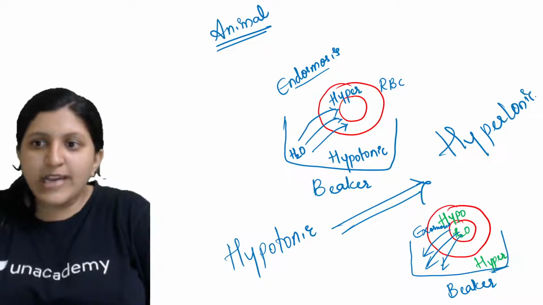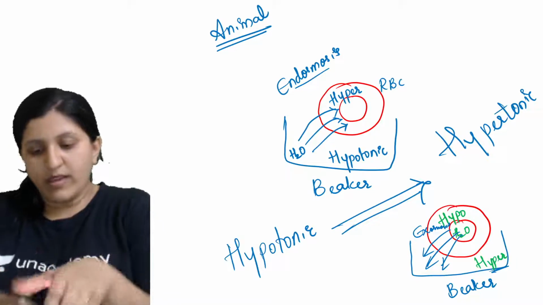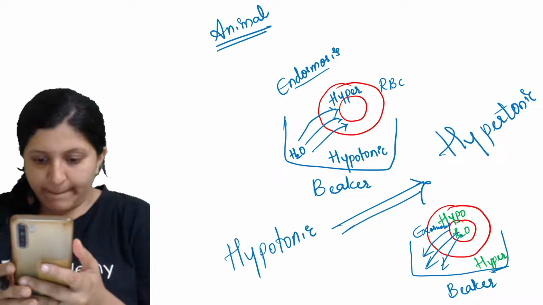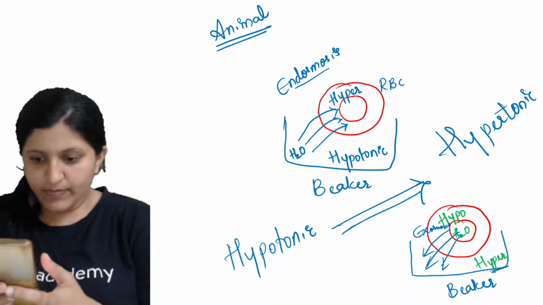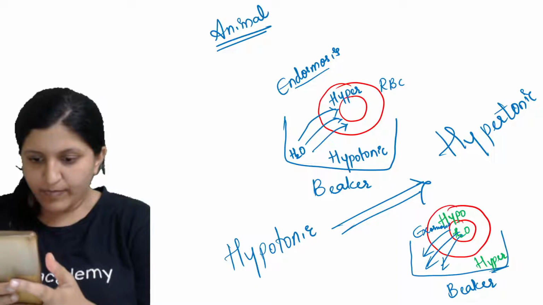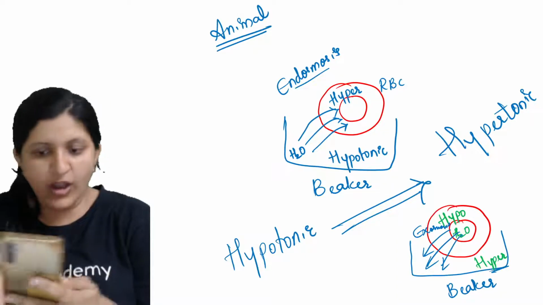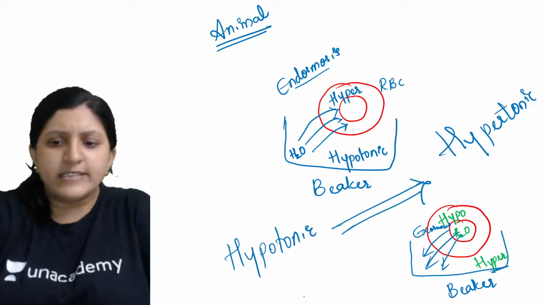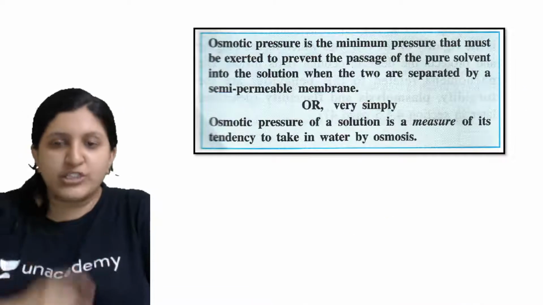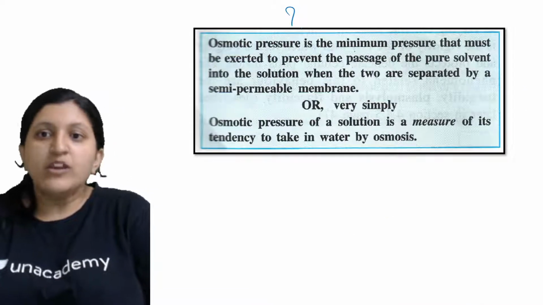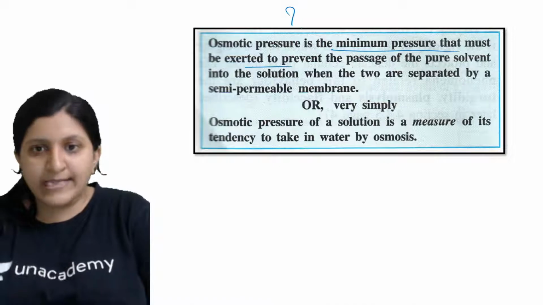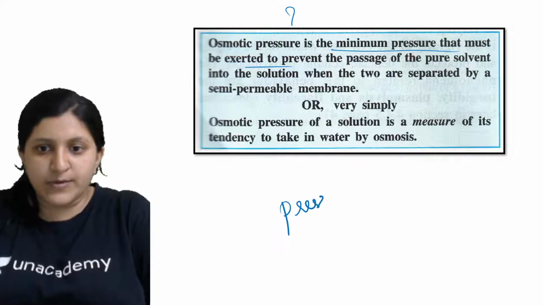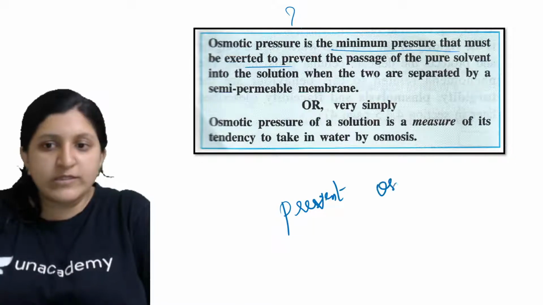Is this clear? Any doubt in this? All right, now with respect to that, let's see what plasmolysis and other things are. This is done, now osmotic pressure. What exactly is osmotic pressure? This is the minimum pressure that must be exerted in order to prevent osmosis from occurring.